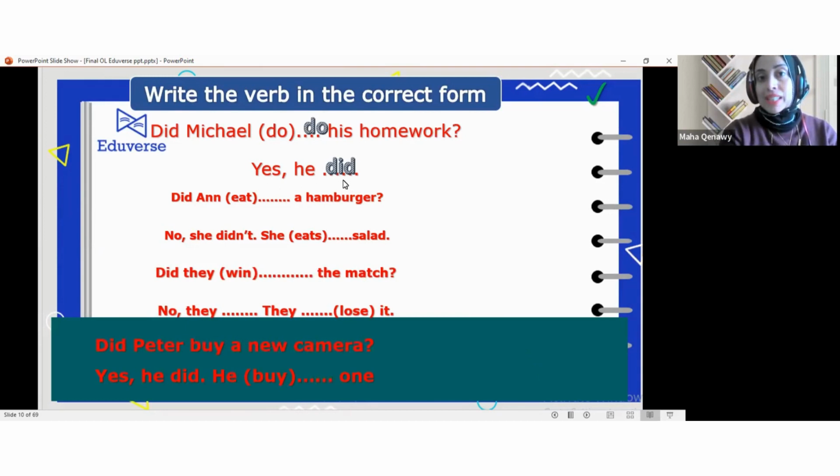We call this the short answer of a yes-no question. This is a yes-no question. Yes, he did, or no, he didn't. Did Anne eat a burger? Did she eat a burger? The simple form or the infinitive, because we ask using did, the helping verb in the past simple. No, she didn't. She ate salad.